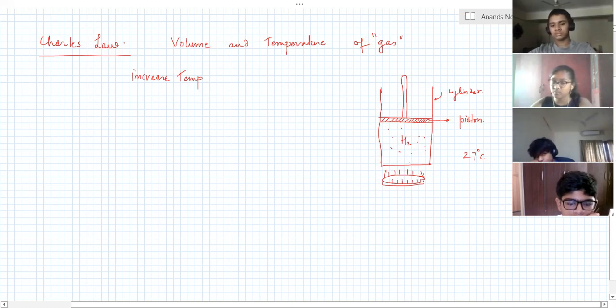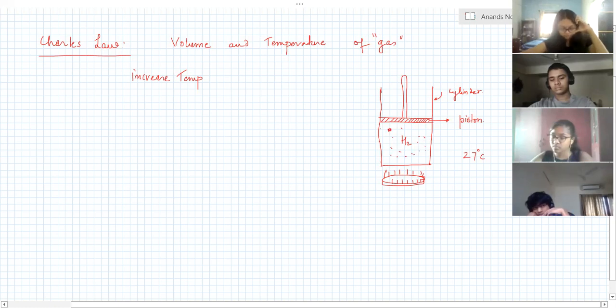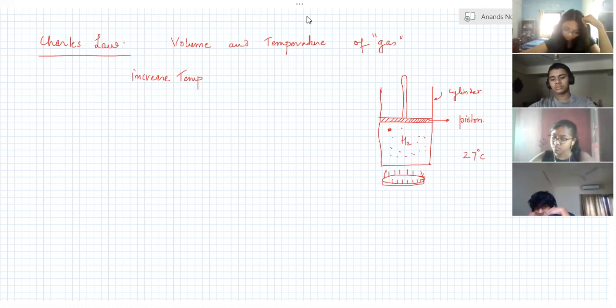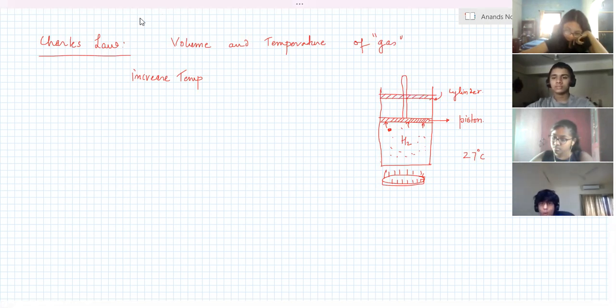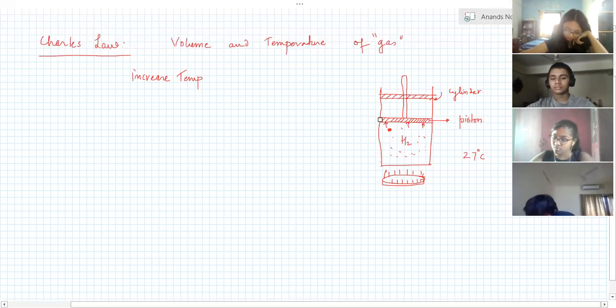Volume will increase. Very good. That means this heat is given to the gas and the molecules of the gas will vibrate more vigorously. First, they'll be going slowly. Now they will be vibrating quite vigorously. Because of that, what happens? They will be pushing this fellow and the piston will move back. It will become like this. That means whatever was the volume inside earlier, now the volume has increased.